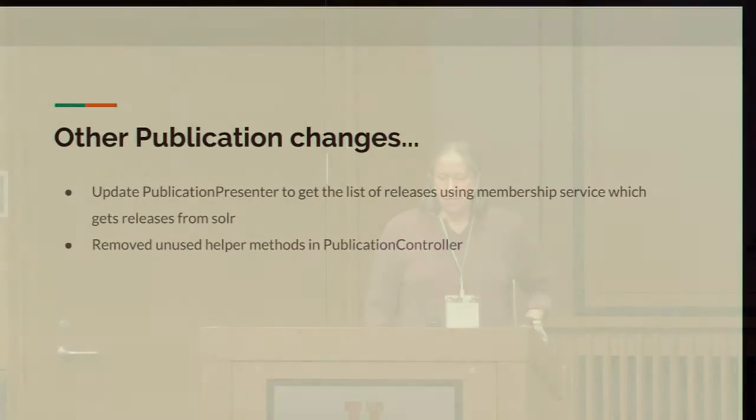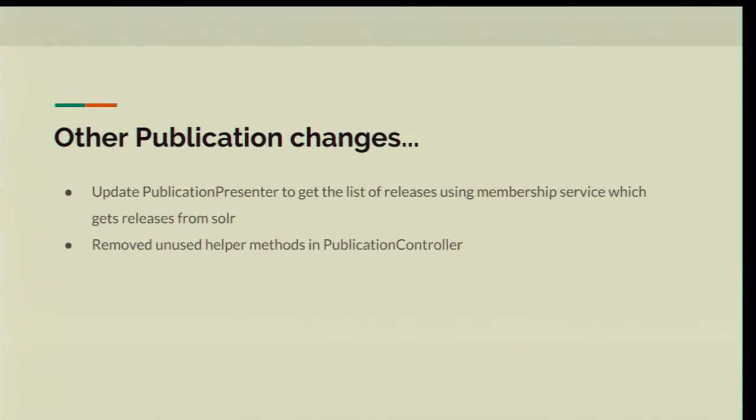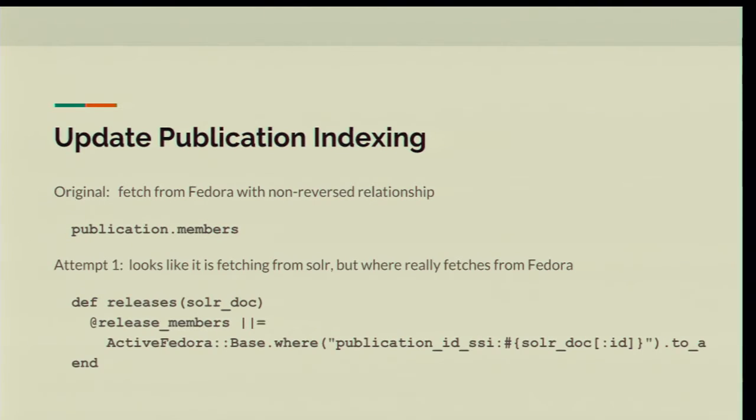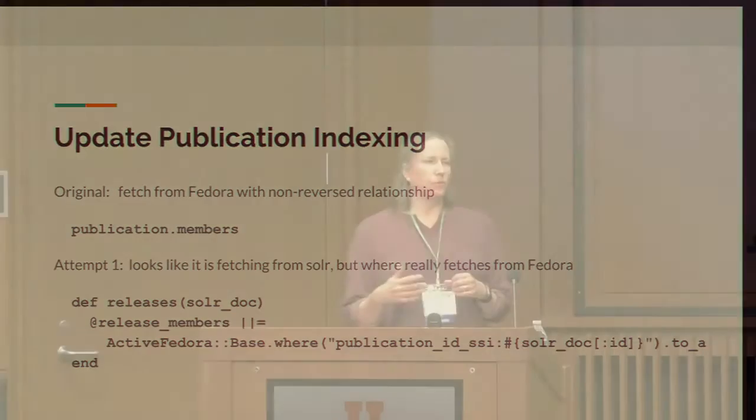And there were a couple of publication changes I had to make too. We had some helper methods in there that were no longer needed, so I just yanked them out. And one of the other big changes we made, and this actually appeared to us later after we'd already reversed the relationship, we realized that, and this is a customization for us, we were indexing all of our release dates in the publication. So we were still going out and accessing all releases when a publication would get re-indexed. And originally, that did it with publications.members, which was very inefficient.